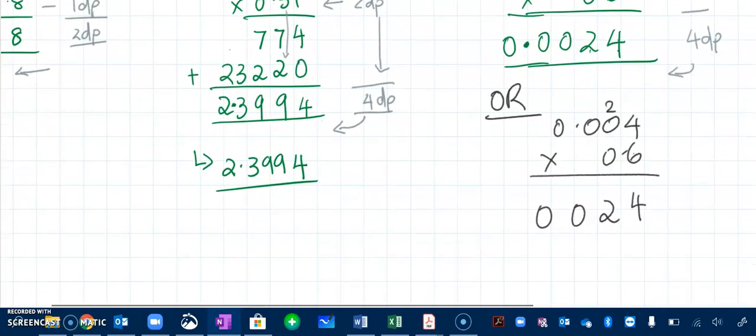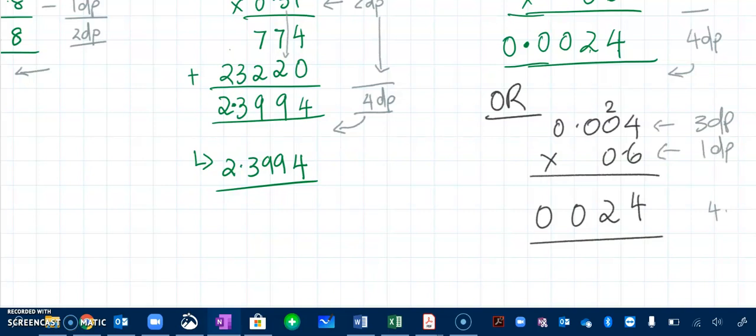And then we do the same method of counting our number of decimal places. This has 3 decimal places. 0.6 has 1 decimal place. Our answer needs to have 4 decimal places. So we just count 1, 2, 3, 4, and that's where our decimal point will go. So we end up with the same answer, just 2 different methods of doing it.